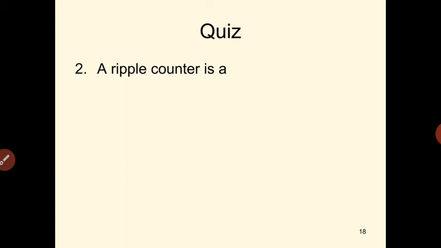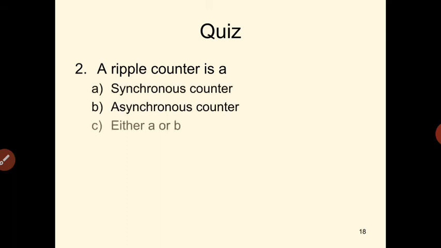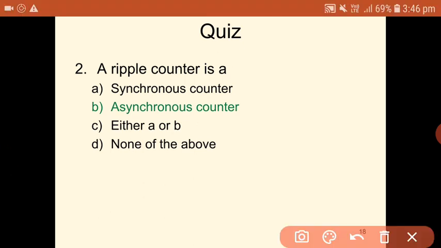Next, a ripple counter is a synchronous counter, asynchronous counter, either A or B, none of the above. So the answer will be what? Asynchronous counter. A ripple counter will always be an asynchronous counter, in which you are not giving the same clock pulse at a time to all the flip flops simultaneously.